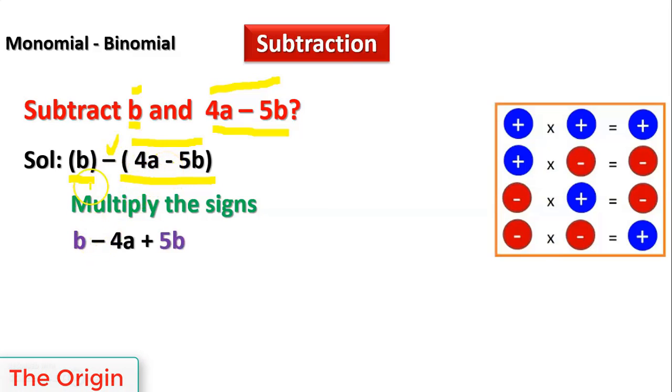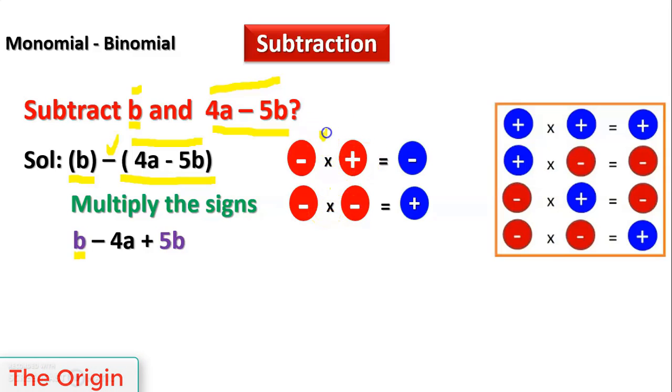Observe the step here. b, I remove the brackets here. Minus into plus is minus, I keep minus here. Minus into minus is plus. Once observe that: b, minus of plus is minus 4a, minus of minus is plus 5b.